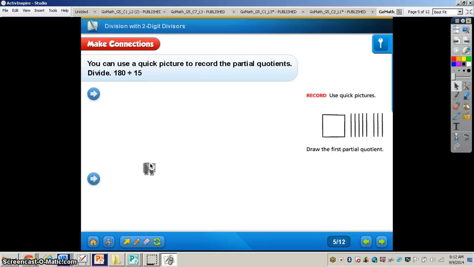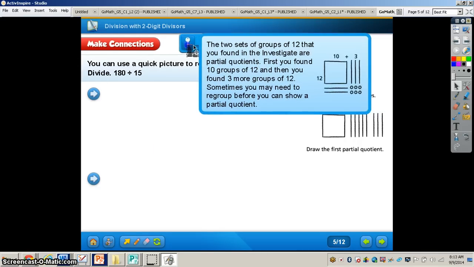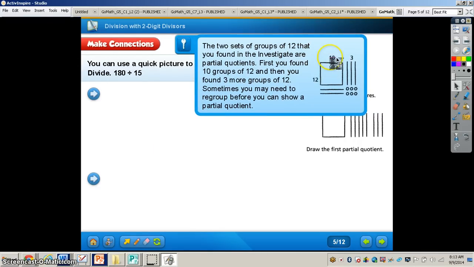It says at the top, the two sets of groups of 12 that you found in the investigate are partial quotients. First you found 10 groups of 12, and then you found 3 more groups of 12. Sometimes you may even need to regroup before you can show a partial quotient. You can see at the upper right hand corner there, we had to add the two partial quotients together to eventually get 13.